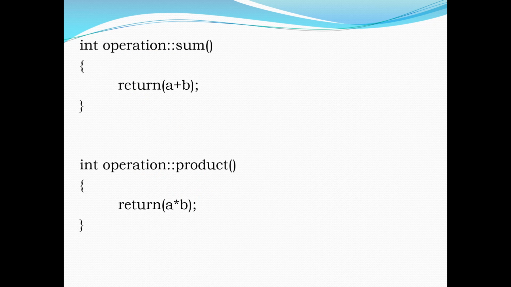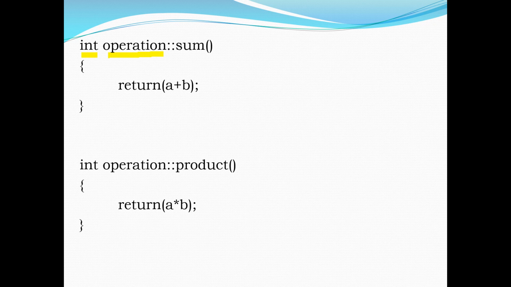Once we have declared all the member functions inside the class in this program, let us see how we are going to define them outside the class. As we have seen in the syntax in the previous slide, we have created member functions called sum as well as product. Now I'm going to write how to define them outside the class. When I want to write it outside the class, first I should follow the return type, int, and then operation, which was created as the class name.